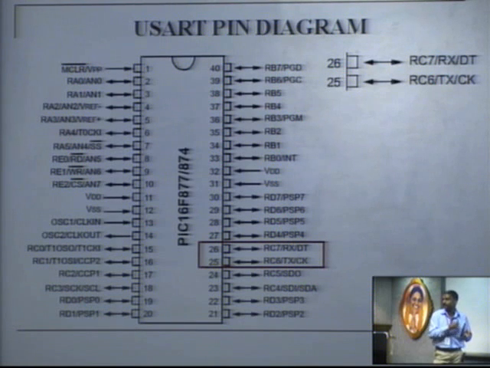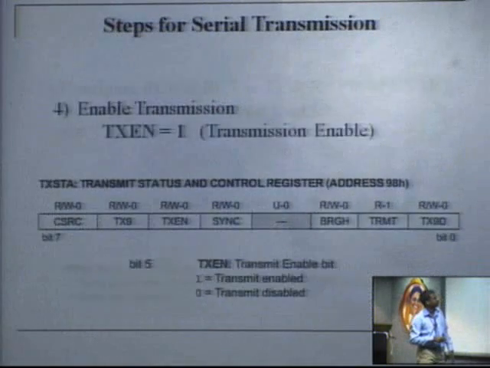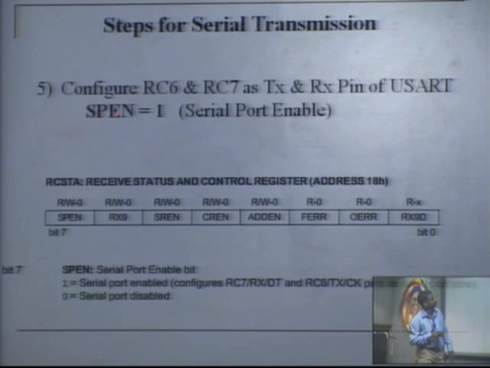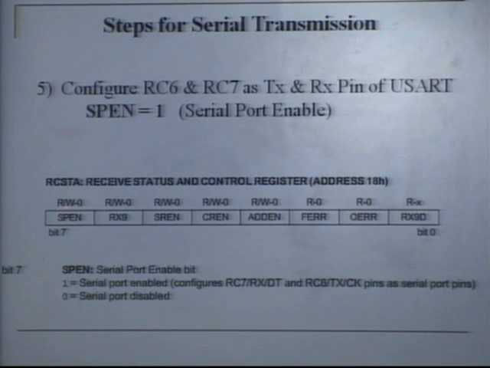So that functionality I am going to configure in the next step. So how will I configure those two pins as pins of USART? That is done by using this bit, that is serial port enable. That bit is present in a register known as RCSTA, that is receive status and control register. This is another register, RCSTA. So bit number 7 of RCSTA is SPEN, that is serial port enable. So here you can see, if you are making SPEN equal to 1, serial port will be enabled, that is, it configures RC6 and RC7 pins as serial port pins. That is, that pin functionality I am going to set as USART. From now onwards it will be working as pins of USART. So that is being done here in this step.